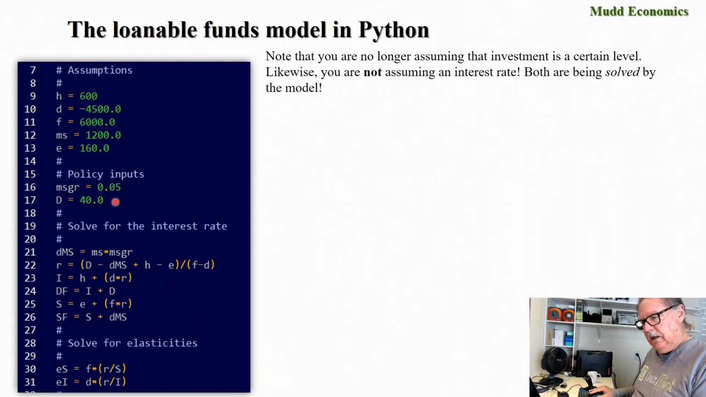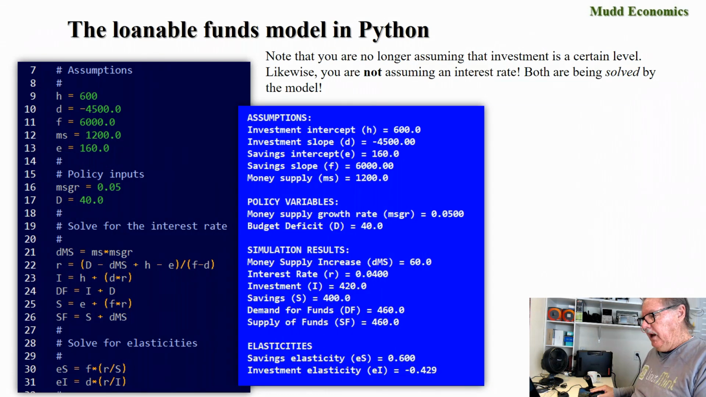And in the case of this model, because it's a piece of a larger model, the deficit is autonomous. But when we add this to the MacroSim 1 to make MacroSim 2, that's no longer true. So we are no longer assuming that investment is a certain level, and you're not assuming an interest rate either. Both are being solved by this model, which is what we want.